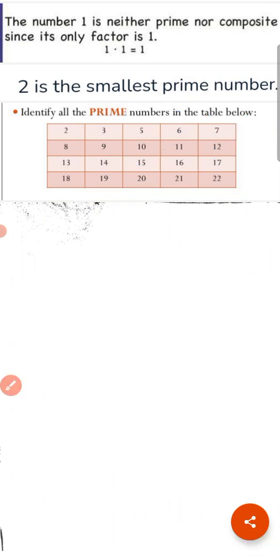So children, to identify whether a number is prime or not, we have to follow the given steps. First find the factors of the given number, then check the number of factors. If the number of factors is 2, then it is a prime number. If the number of factors is more than 2, then it is a composite number.